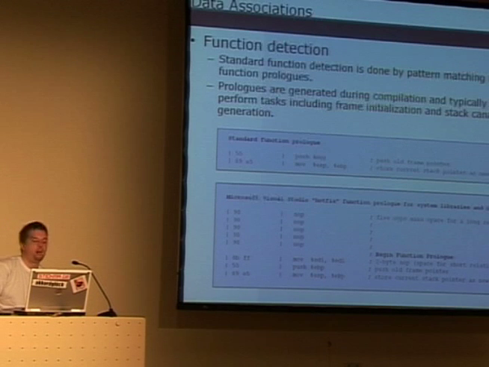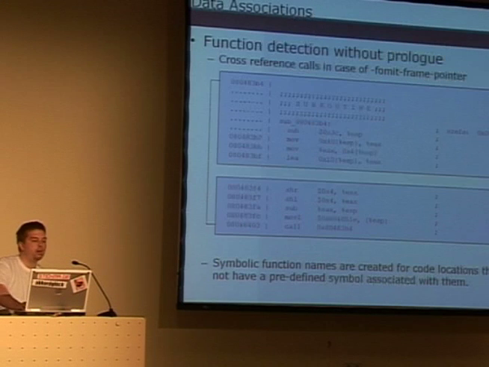But it's just that there's very standard prologues, so you can detect these in code. In the case where there aren't function prologues, where they omit the frame pointer and they don't keep frames, they base variable references off of the stack pointer rather than the frame pointer. You can just look at the call destination.